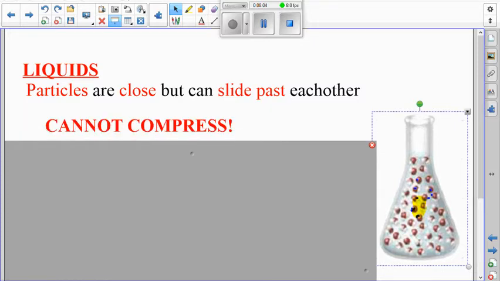You can't compress a liquid, okay? This Erlenmeyer flask on my desk has about 400 milliliters. If I were to pour those 400 milliliters into this beaker, the liquid would change shape, but it would still have the exact same volume of 400 milliliters. So you can't squeeze it to a smaller shape, you can just change the shape, but it will always have the same volume, because those particles are already pretty close, you can't really squish them any closer.